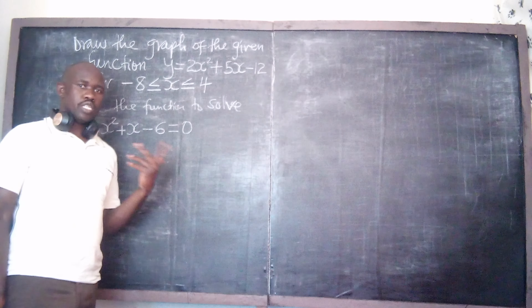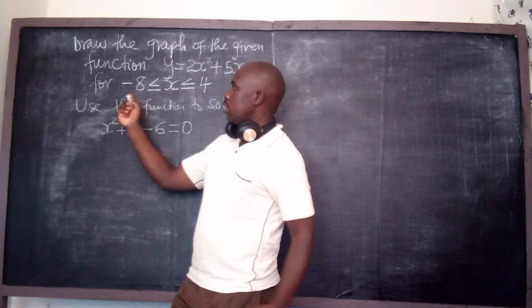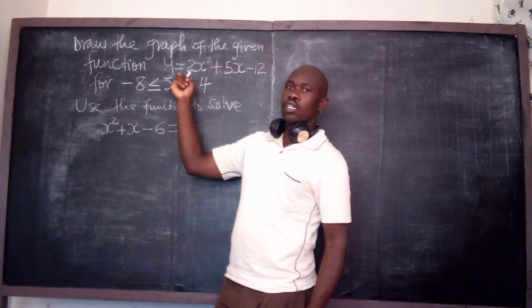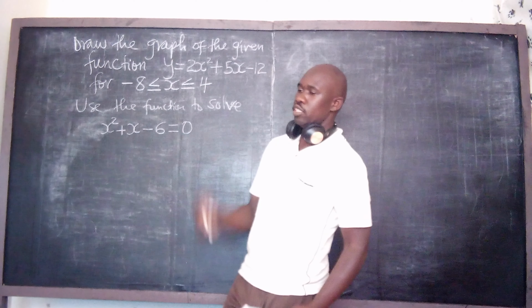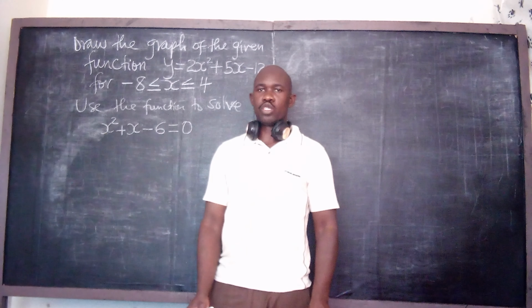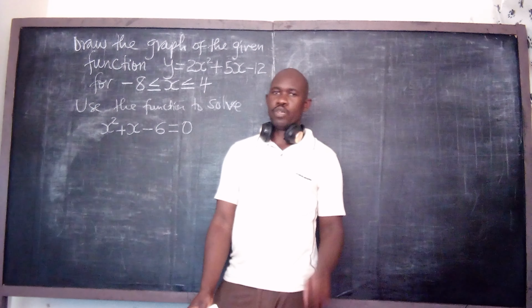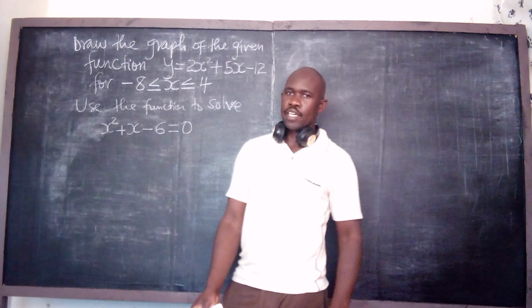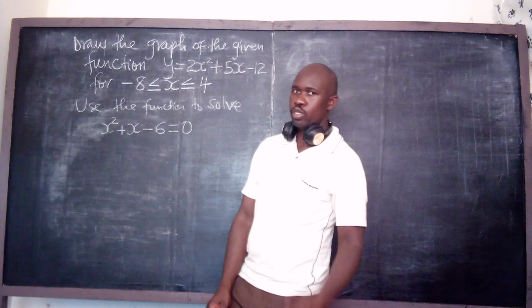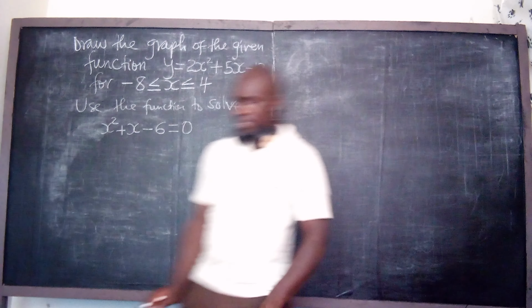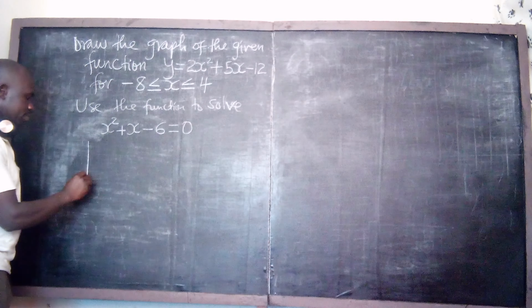So the first thing we need to do here is to make a table for the corresponding values for this function y is equal to 2x squared plus 5x minus 12. Since we have to draw the graph of that function, we make a table for the corresponding values of x and y, so that we can draw the graph from the grid given. So here we have, let me make that table.